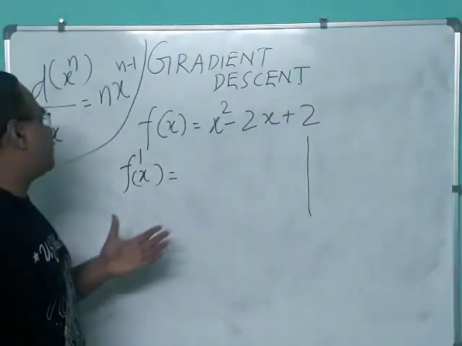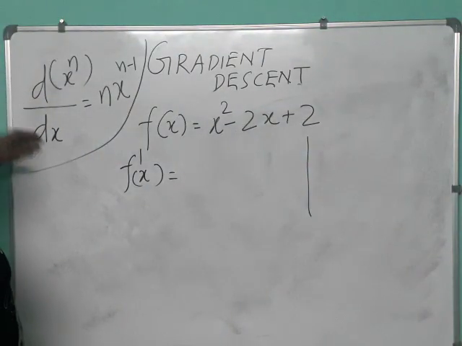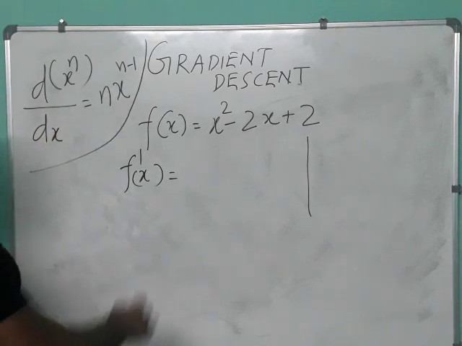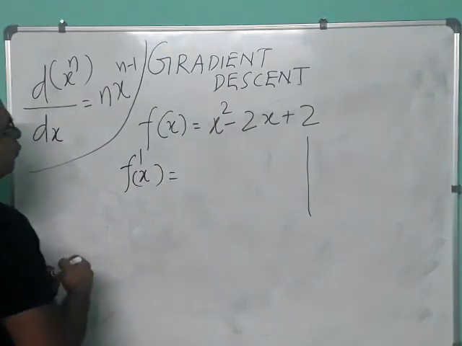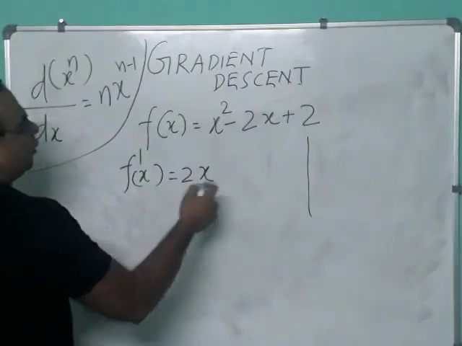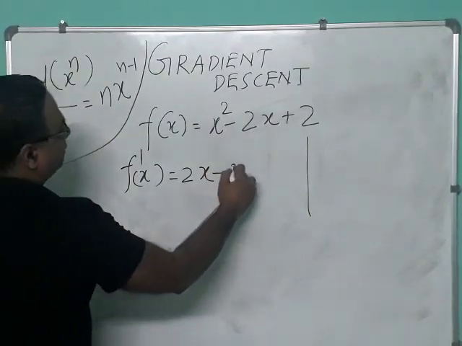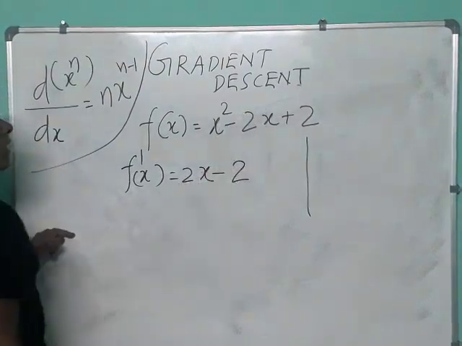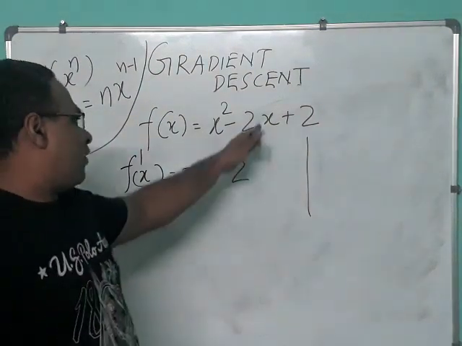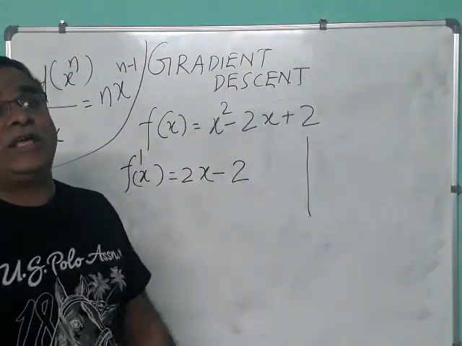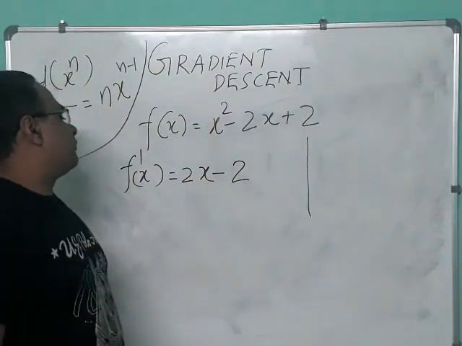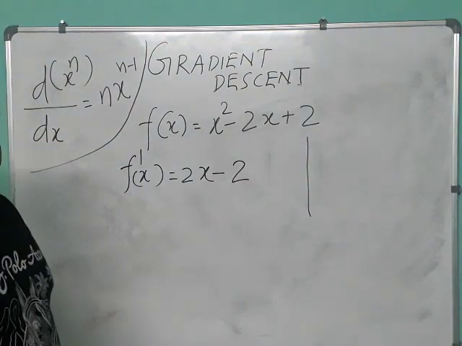You know all those aspects we discussed. d by dx of x raised to n is n x raised to n minus 1. The same here, instead of n it is 2. Then it would be 2 x raised to 2 minus 1, that is 1, so 2x. Then for minus 2x, the derivative of x raised to 1 is 1 x raised to 1 minus 1, that is x raised to 0, and any quantity raised to 0 is 1. So the derivative is 2x minus 2.